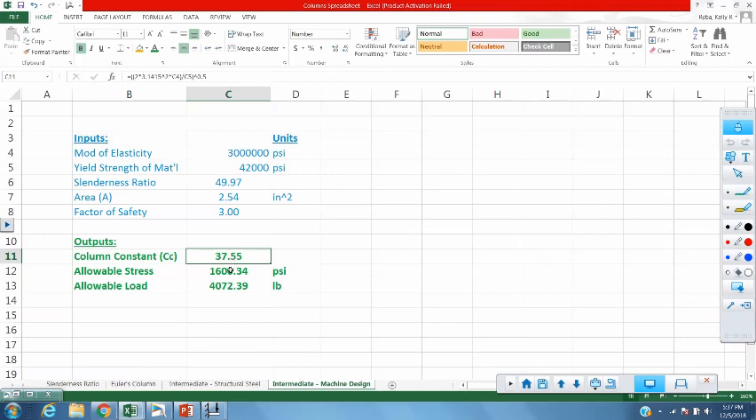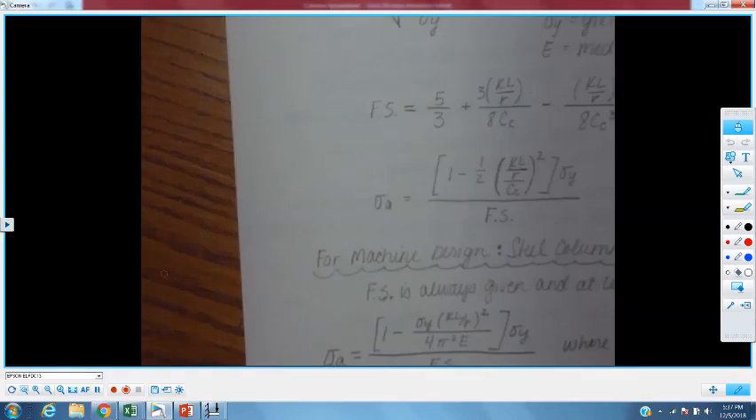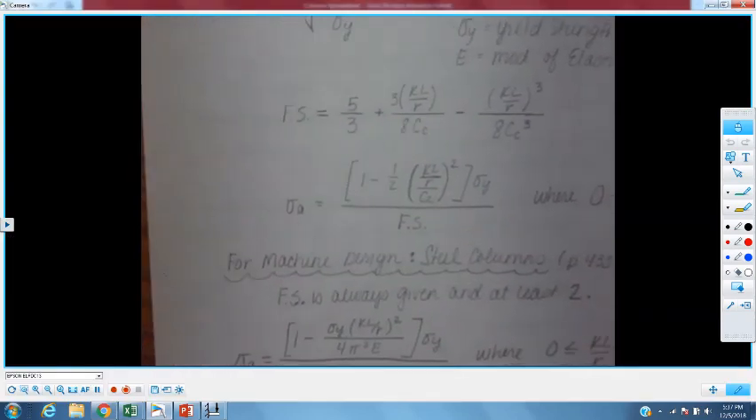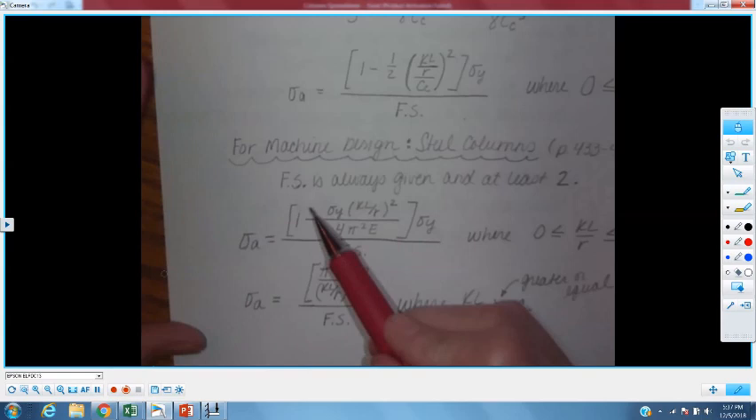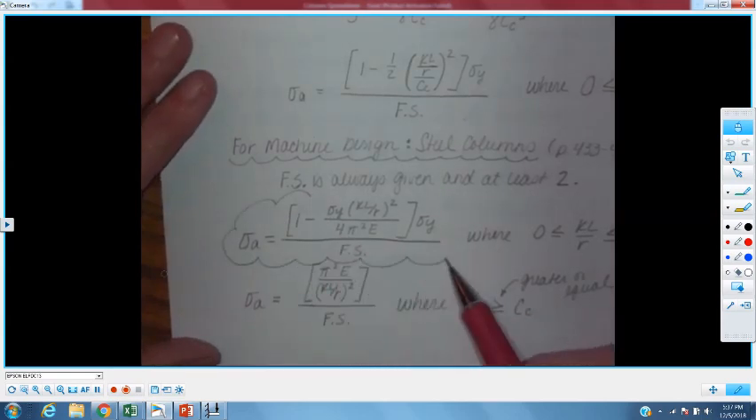Now, allowable stress. The allowable stress is going to be based on, let's see here, it's going to be based on the top equation here. So as we look at the allowable stress, we go down to the bottom for machine design on our handout, and we are going to be using this equation right here for this particular problem, okay?